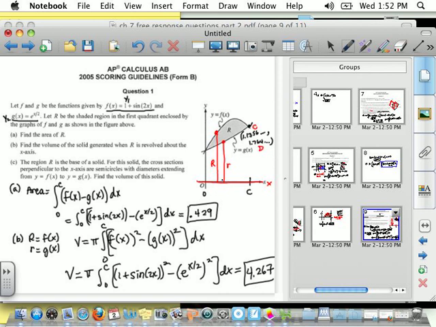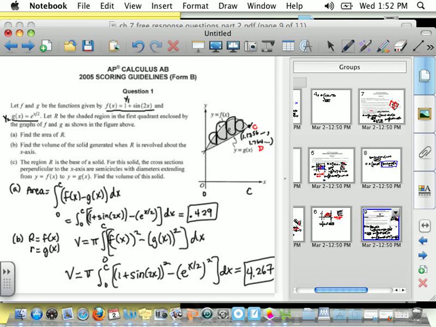Okay, and the last one, it says the region R is the base of a solid. For the solid, the cross sections perpendicular to the x-axis are semicircles with diameters extending from f of x to g of x. So it's like I have a little semicircle coming off of each of these cross sections. So I'm going to add up the area of all of these semicircles. Okay, so the area of a semicircle is pi r squared divided by 2, so 1/2 pi r squared. So we're going to use that. Your radius, though, is kind of hard to find because this is your diameter here. So we actually need to find what the radius is.